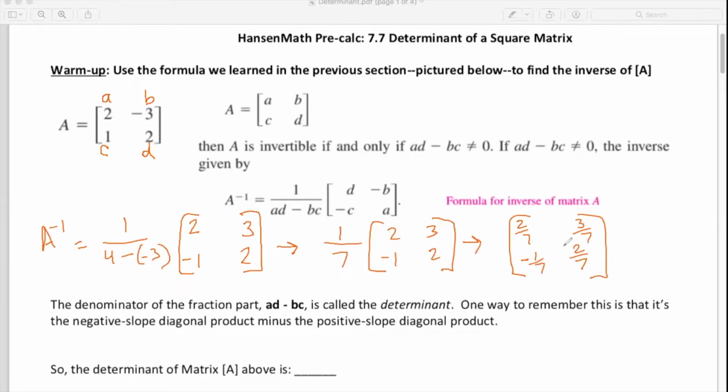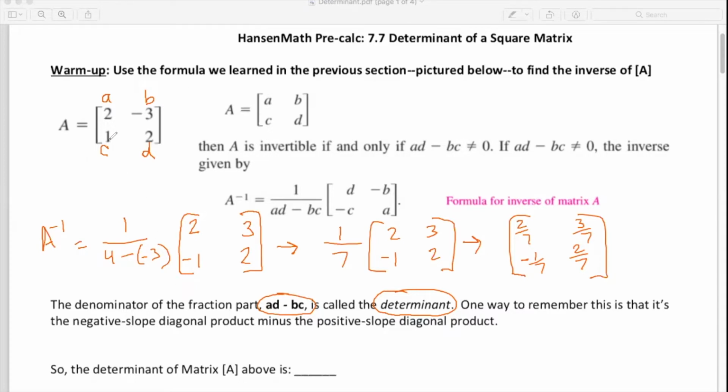So everything here really is fractions of the size sevenths, and the 7, we're going to find out, is called the determinant of the matrix. It's just the denominator part of the fraction. Just the AD minus BC part is called the determinant. One way to remember this is that it's the negative sloping product minus the positive sloping product.